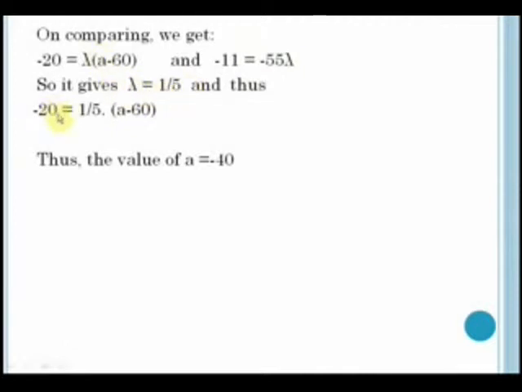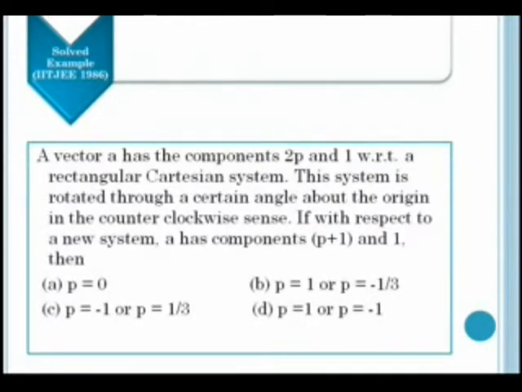Minus 20 equal to 1 by 5 into (a minus 60), and thus a is equal to minus 40. Thus the final value of a is equal to minus 40. Let's try to solve another problem. This problem appeared in IIT JEE 1986.